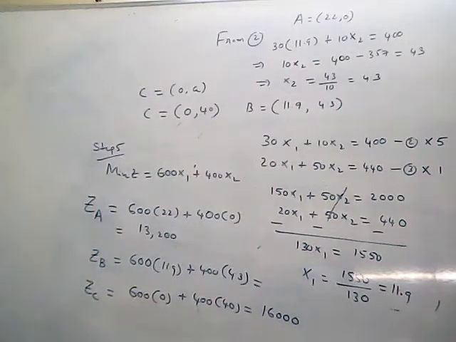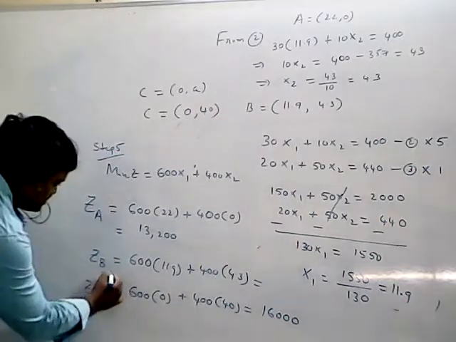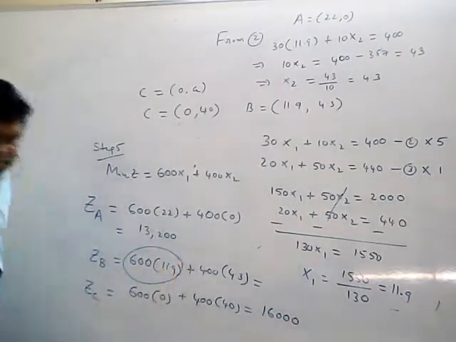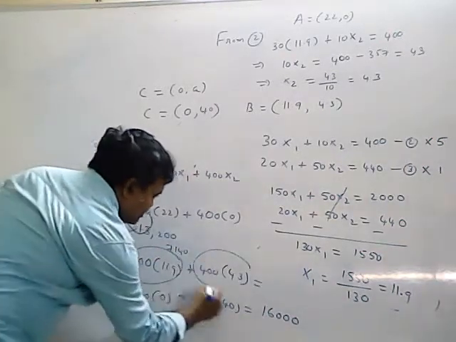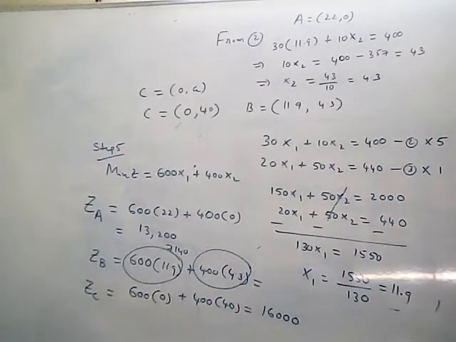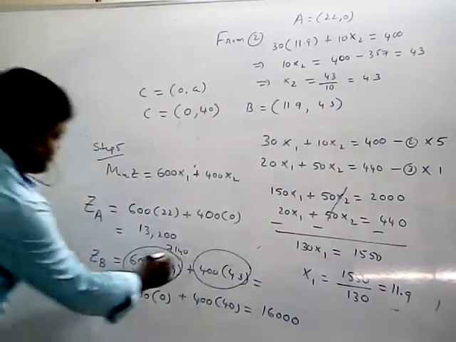13,200. Then this value I will calculate. That is 600 into 11.9. This value you will get is 7140. And calculate this value: 400 into 4.3, which is 1720.